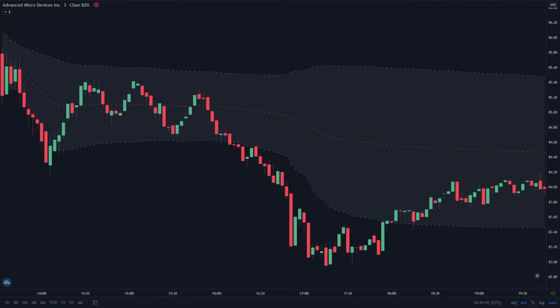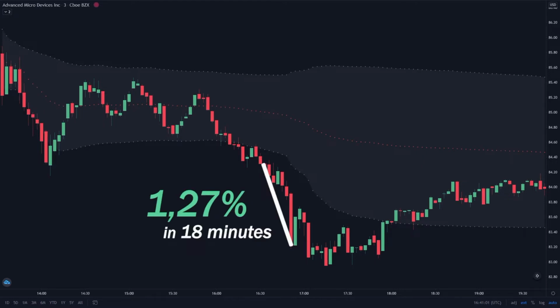And this could be a potential 1.27% in 18 minutes. But of course, it is very hard to time the bottom like this. So realistically, I'd close my trade at the next candle that closes above this candle.